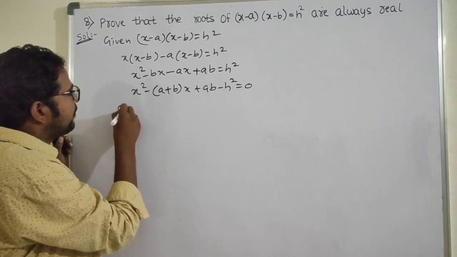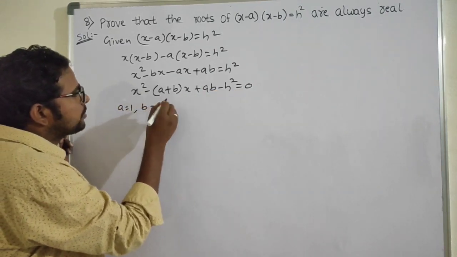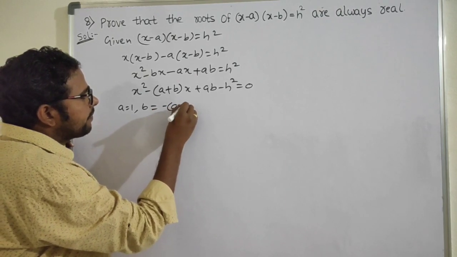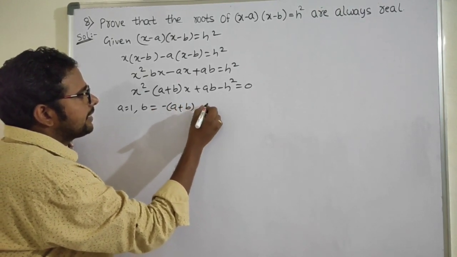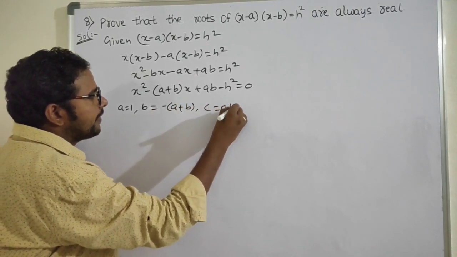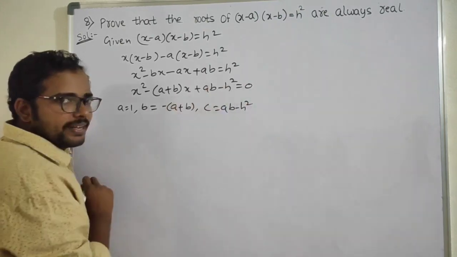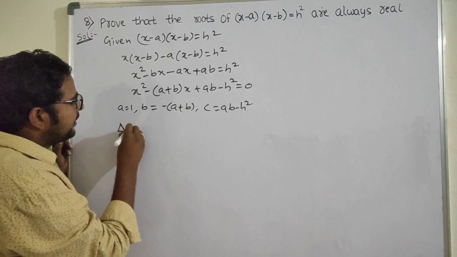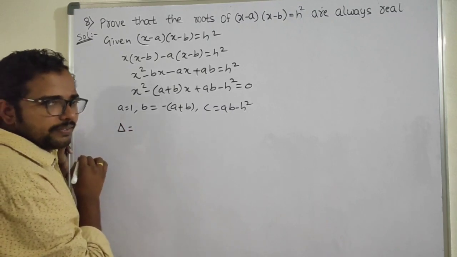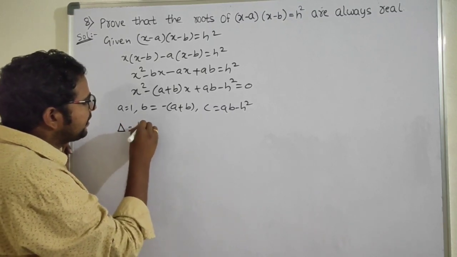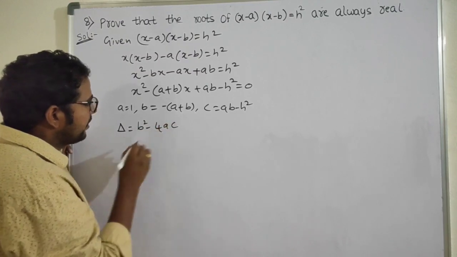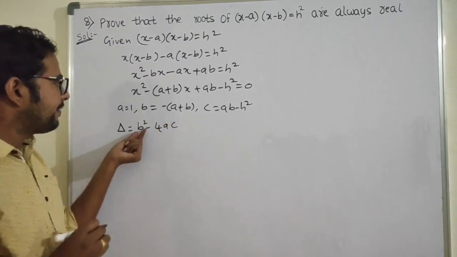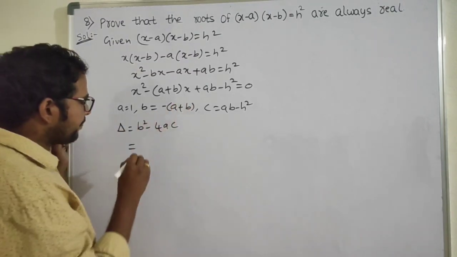So a equals 1, b equals minus of (a plus b), and c equals ab minus h square. First find delta. What is delta? Delta means b square minus 4ac. Substitute values. What is the b value? Minus of (a plus b).